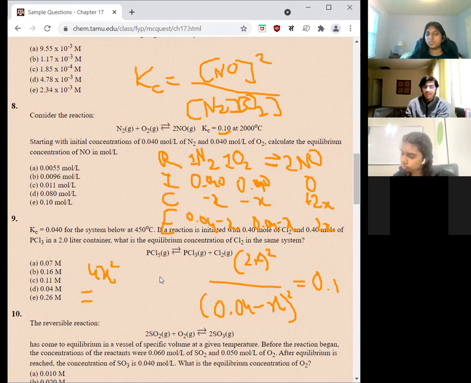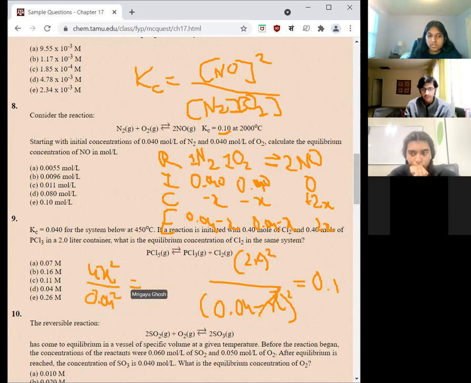Now you don't do that on the top one. You just do it when there's minus or plus something, right? Otherwise, it would just be 0. You assume that the change in x is so small that it's basically 0.04, so it won't really affect this. So you just use 0.04 for the bottom. So you'll have 4x squared over 0.04 squared, and that equals 0.1. This concept is called small change approximation, if you want to study that.